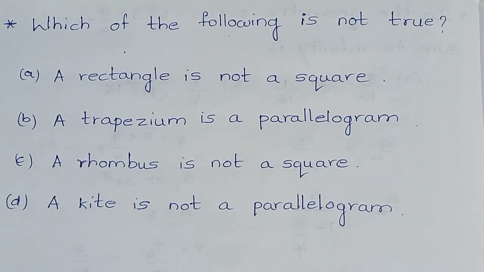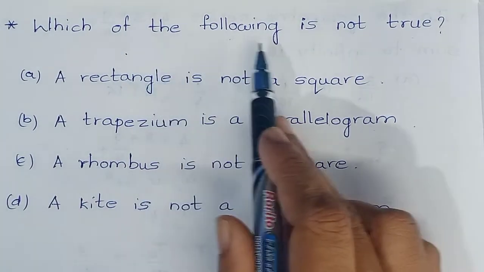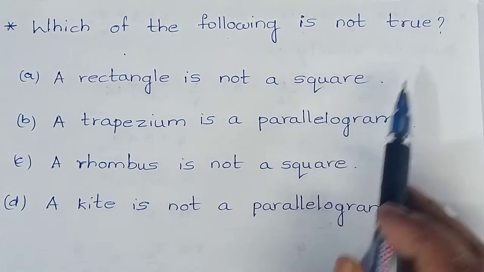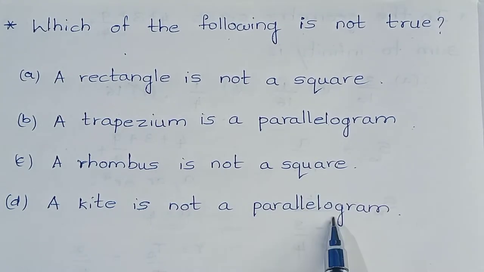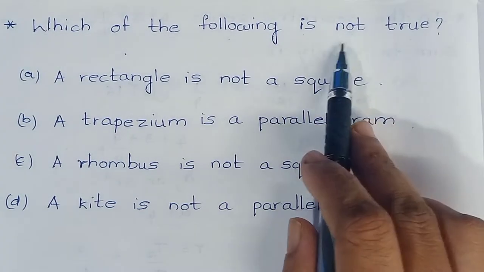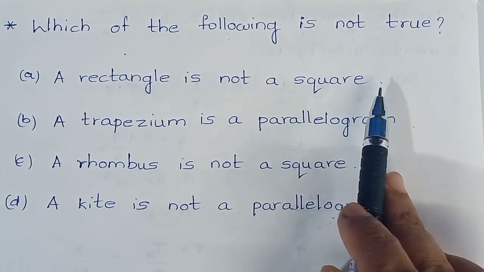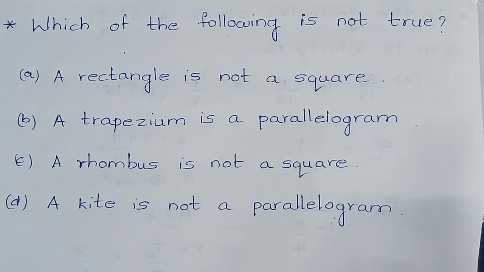Now, let's solve the problem. Which of the following is not true? In this question, they have given four options. In that, we have to say which one is not true, meaning we have to mark the statement which is false. Come, let's see which is the false statement.